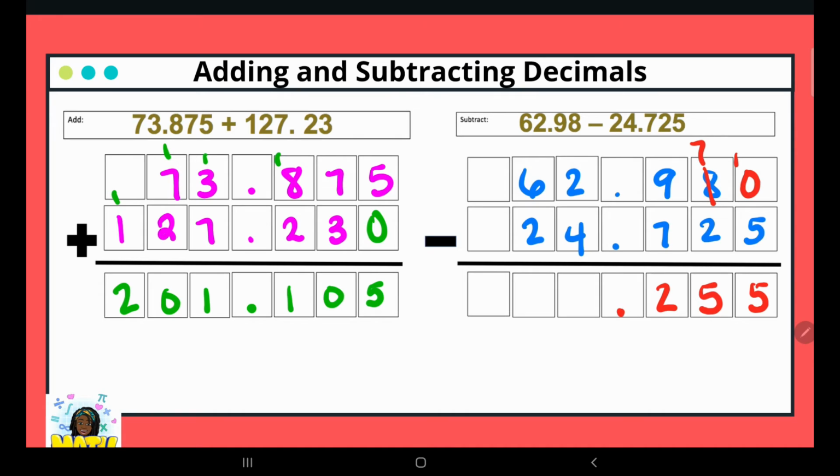Bring down that decimal point. Now I'm going to borrow here again. 12 minus 4 is 8, 5 minus 2 is 3. If I wanted to estimate, I could estimate the first number as 63 and the second number as 25. 63 minus 25 is 38, so that would help to make sure that my answer is in the correct range. This is something that you can do for yourself. You can draw these boxes or you can use lines to ensure that you're lining up your digits.